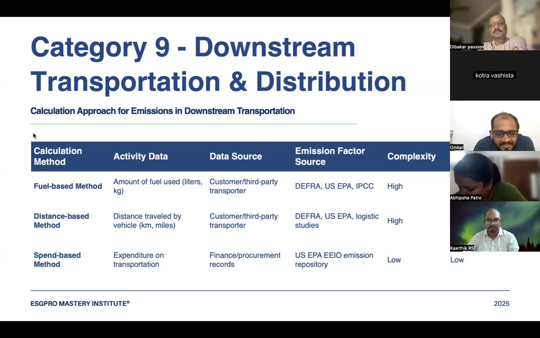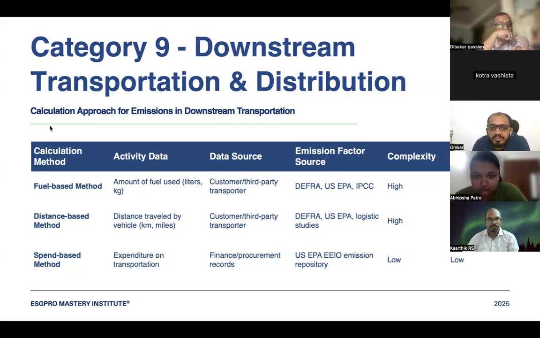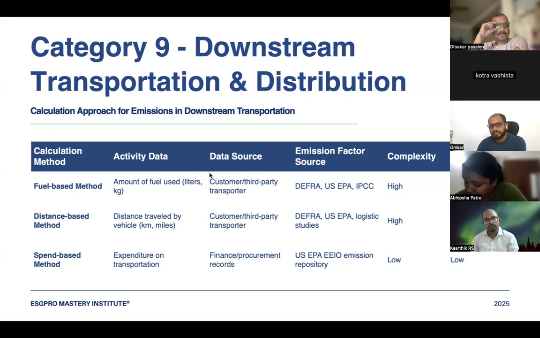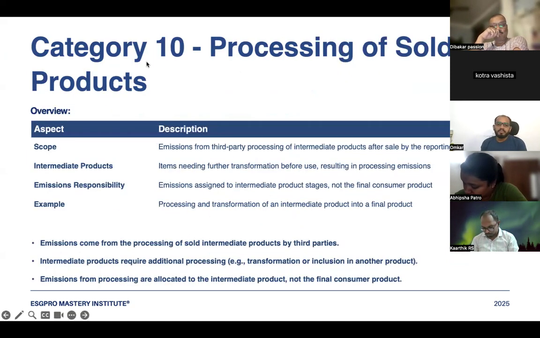Apologies. Okay. So distance-based method, and then you have a spend-based method. A spend-based method is again, EPA is the most accurate one here, and you should be using it. Now, category number 10, which is processing of sold product.